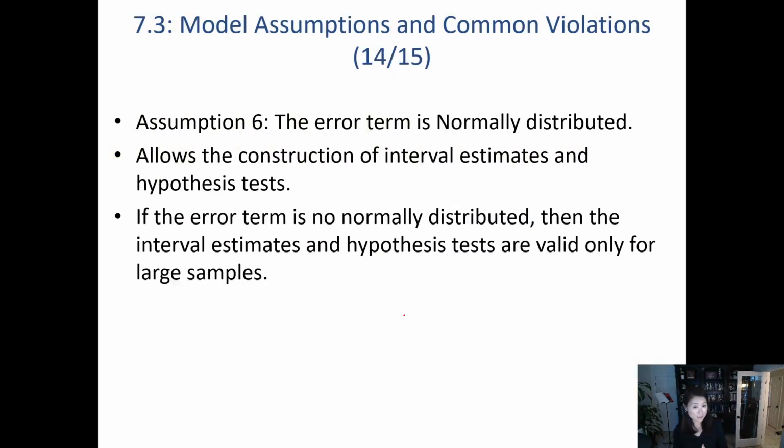Okay, assumption 6, again, we skip assumption 5. I will talk about it after I finish assumption 6. So assumption 6 is the error term is normally distributed. When we are building the regression model, we assume our error term is normally distributed, so that we can use our interval estimate to do hypothesis testing, etc. So this is an important assumption.